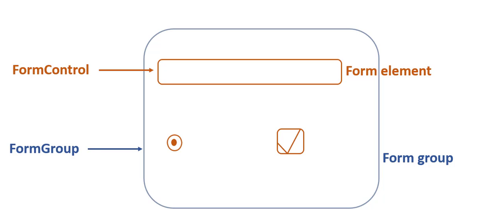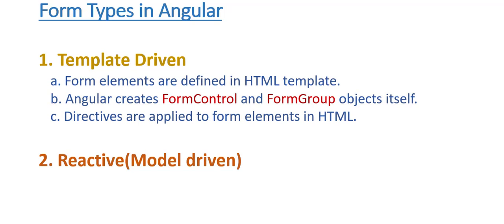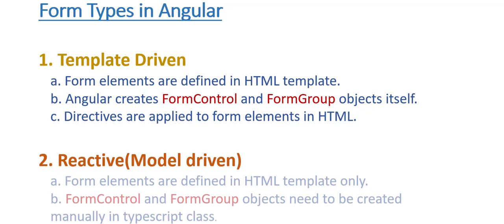Based on how this object of form control is created, Angular forms are classified into two types: template driven and model driven, popularly called reactive forms. In template driven forms, we do not create instances of form control for each form element. It is created by Angular itself based on some directives that are applied to the form elements in the HTML template. While in reactive forms, for each form element, we have to create an instance of form control in the TypeScript class. In the coming videos, we will be looking at both these forms in detail along with examples.